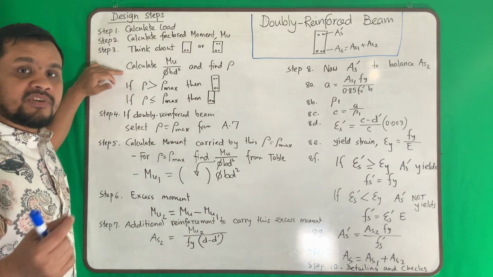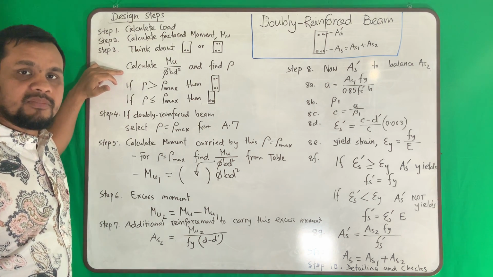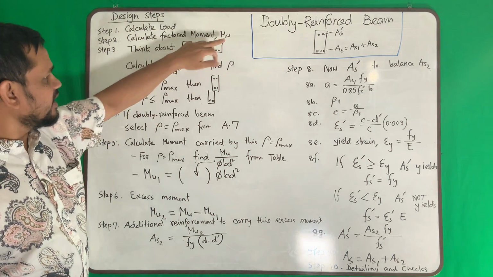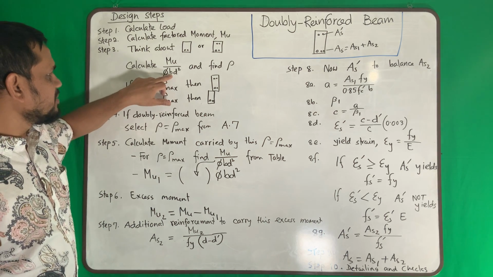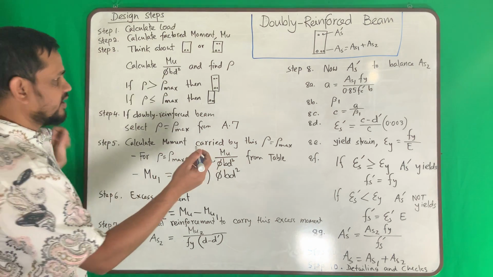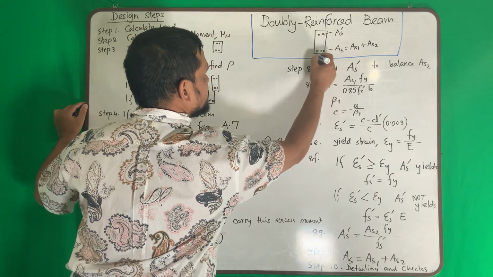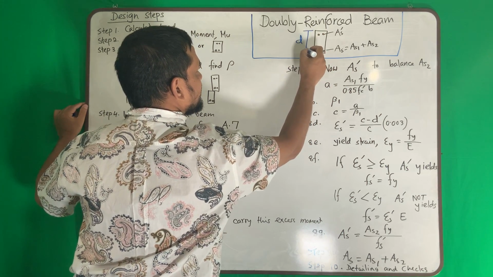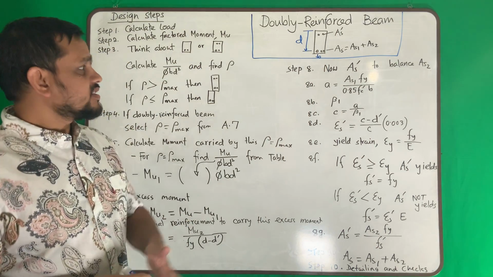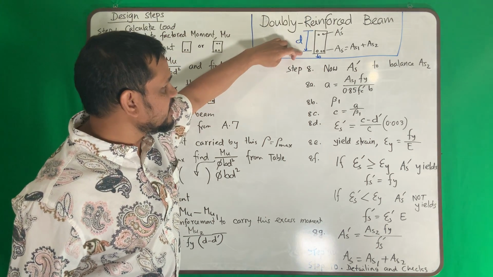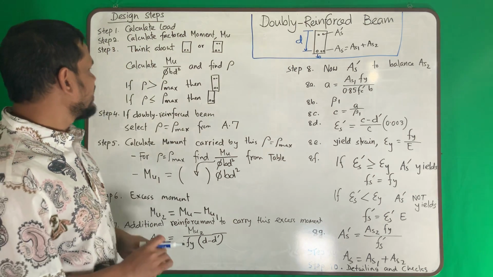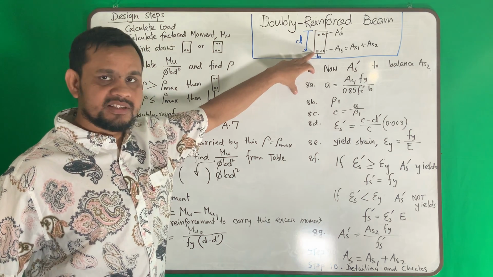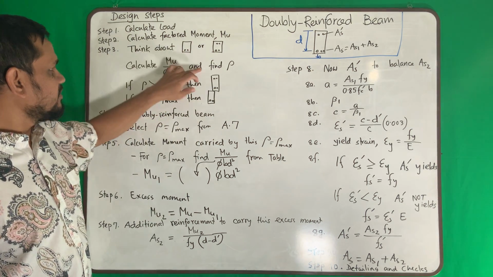So how to find mathematically whether it is doubly or singly? Simple, calculate Mu over phi b d square. b is your width of the beam. If you forget what is b, this size is b and this size is d. d is the distance from compression face to the tensile reinforcement. And phi, assume 0.9, because we assume that our tension steel still yields. So calculate this and find rho.